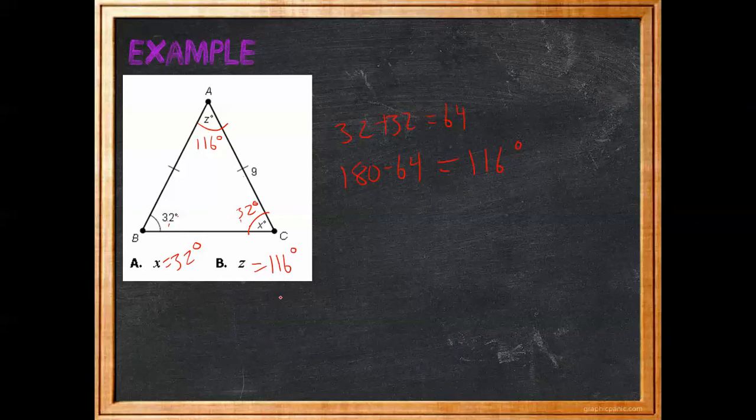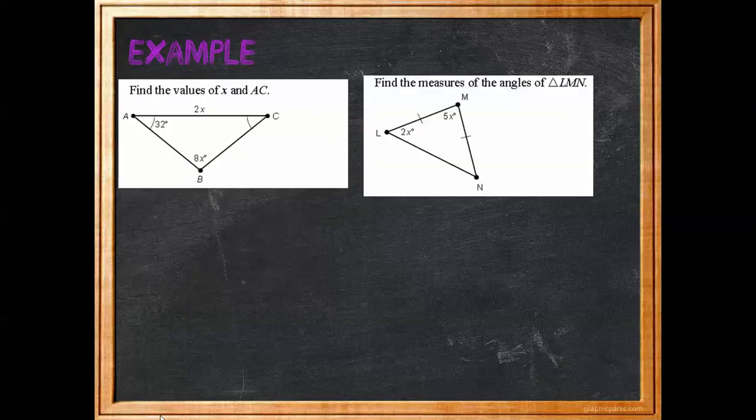And just a quick note here, you know how we always talk about not looking at the picture? If you were looking at this picture, it kind of looks like all three of these angles are the same. That's why it's really important to use your algebra and not go off the picture, because the pictures aren't drawn to scale all the time. 116 degrees is actually an obtuse angle, which doesn't really look that way. So again, use your algebra and not the picture.